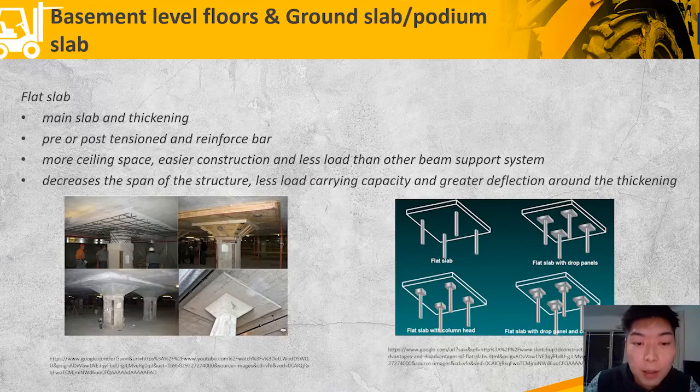Next, flat slab. The system consists of main slab and thickening such as drop panels, column heads and column strip. Then the thickening connects to the column. The slab generally is pre-stressed or post-tension reinforced bar. There's more ceiling space, easy to construct and less load, other than the structure that has beam support. However, it also decreases the span of the structure. Also, it has comparably less horizontal support and shear reinforcement. Reinforced flat plate is widely applied within earthquake regions.